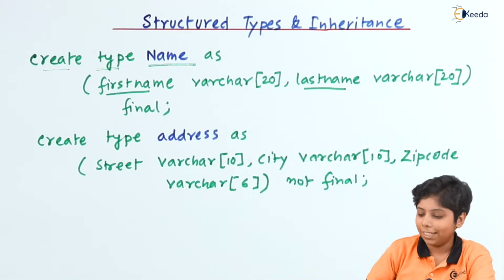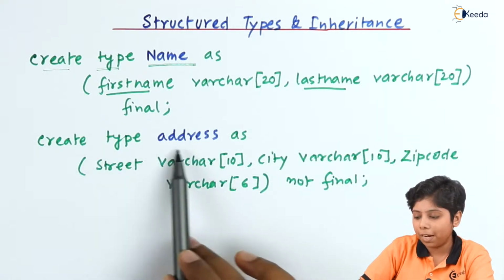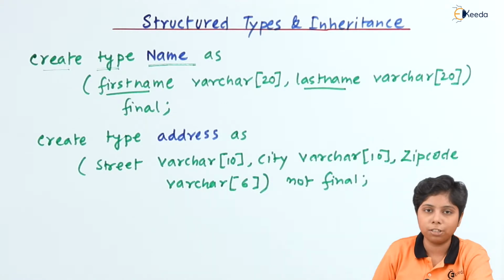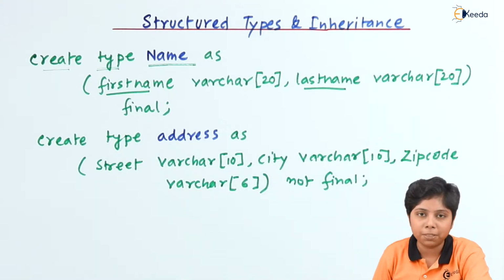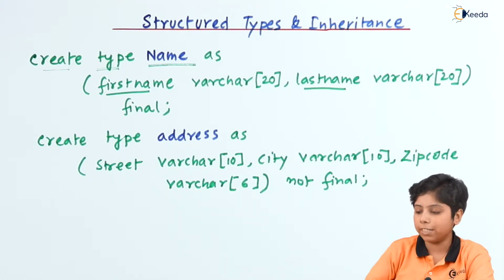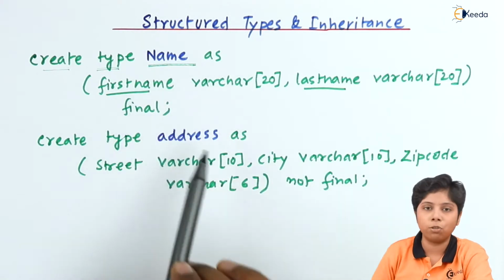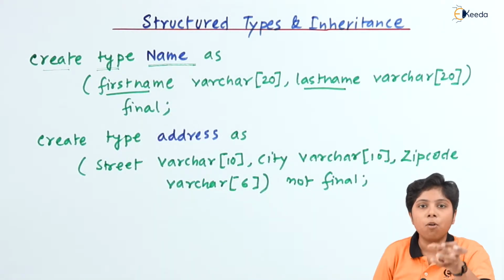Now we can see that I have created another type, address, as the street, city and zip code combination. The keywords final and not final are used for subtyping. We will discuss that in some later videos. Now we can see that we use the name and address as a data type when we create a table, or an object-based table, in SQL.